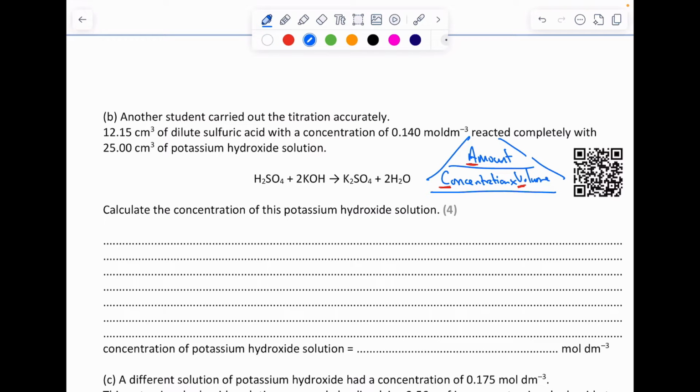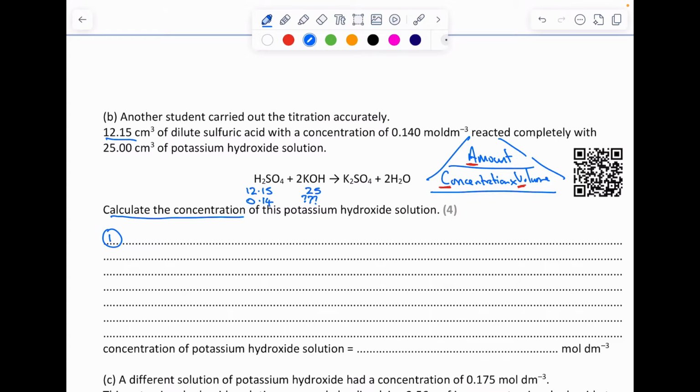So in order to do this, we're going to use one of my favorite triangles. So it's amount, concentration, and volume. And the way that I remember this is a chicken vindaloo. So let's put the numbers in that we know. So it tells me here that we've got 12.15 centimeters cubed of sulfuric acid, and it has a concentration of 0.14, is reacted with 25 centimeters cubed of the potassium hydroxide, and it wants us to calculate the concentration. So let's put some question marks underneath there to remind we're going to find concentration.